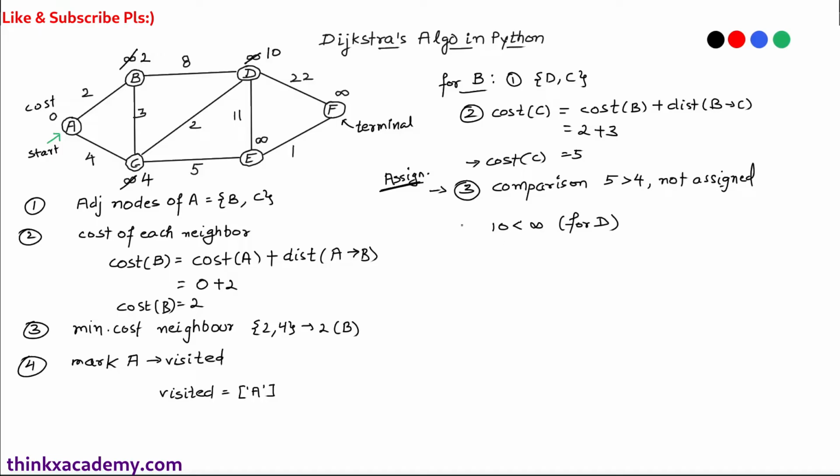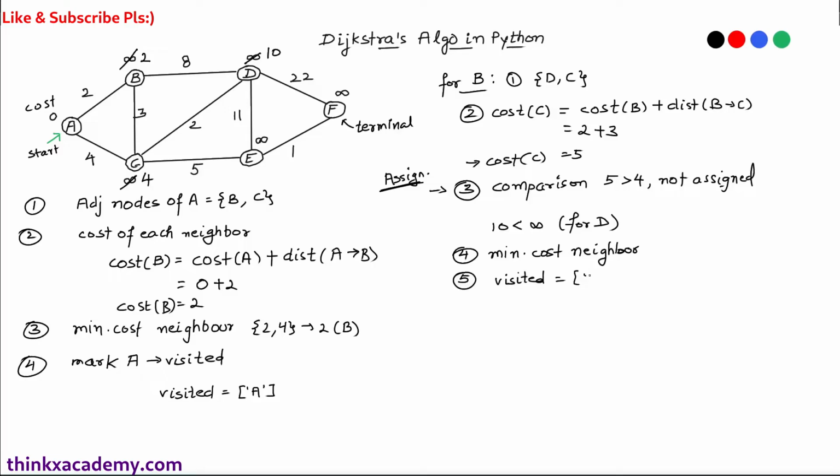And now, out of these two neighbors, we have to find, which is step number 4, the minimum cost neighbor. Out of C and D, you can see that the minimum cost is C, right? It has a value of 4. 4 is less than 10. So now what I'm going to do is, the fifth step is to insert the element inside of the visited array.